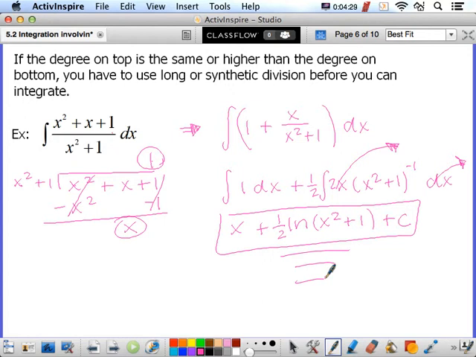Okay, let's try one where you have to do synthetic division, or you can do synthetic, just to review that. And then we'll stop for the day and pick up next time.